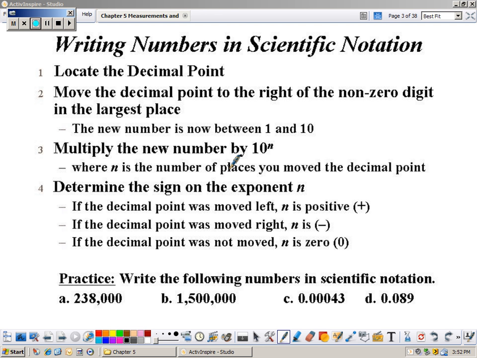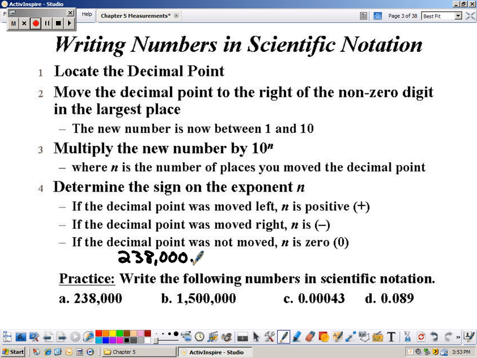Okay, so the best way to learn this again is to try some practice problems. So let's try the first one here, starting with 238,000. According to the instructions, we are going to locate the decimal point. We don't see a decimal point. With big numbers like A and B here, you usually don't see a decimal point, so you start with a decimal point all the way to the right, because all your places here are after the ones place.